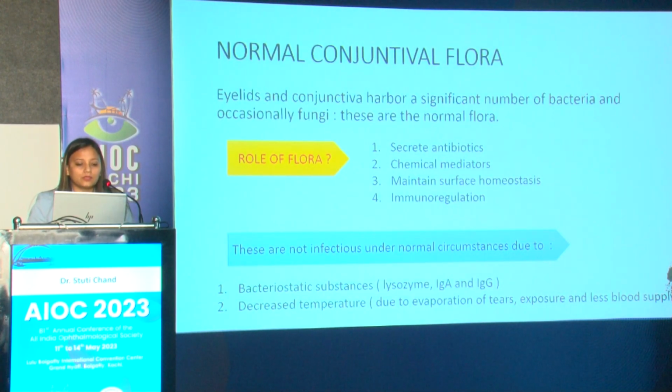Discussing briefly about normal conjunctival flora, eyelids and conjunctiva harbor a significant number of bacteria and occasionally fungi, and these are the normal flora that secrete antibiotics. These act as chemical mediators. These maintain surface homeostasis and immunoregulation. These are not infectious under normal circumstances due to secretion of bacteriostatic substances, and they reside in decreased temperature due to evaporation of tears, exposure, and less blood supply.